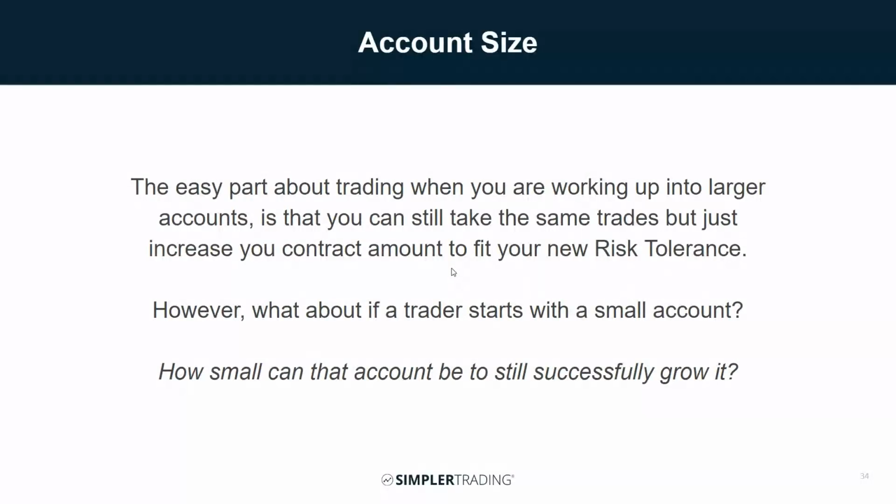And so the easy part about trading is when you're working up into larger accounts. When I was trading 7-figure, 6-figure accounts, you can still take the same trades that you would normally do in a small account. You just increase your contract amount so that it fits your new risk tolerance. So working up into larger accounts, it's pretty simple. You just add the contract amount you want. You still keep it within your risk tolerance for whatever size account that is, and then you implement the trade. However, what about if a trader starts with a very small account?